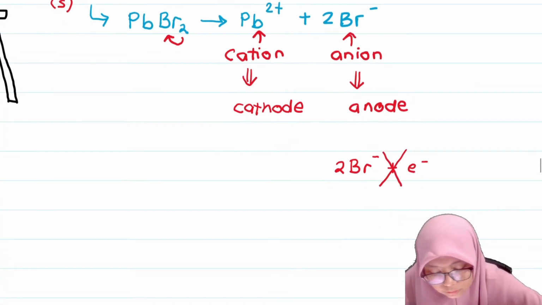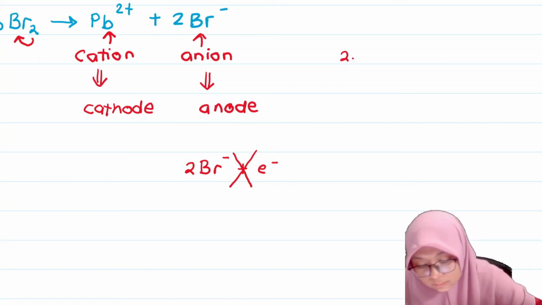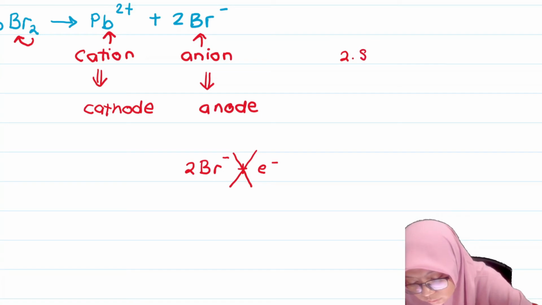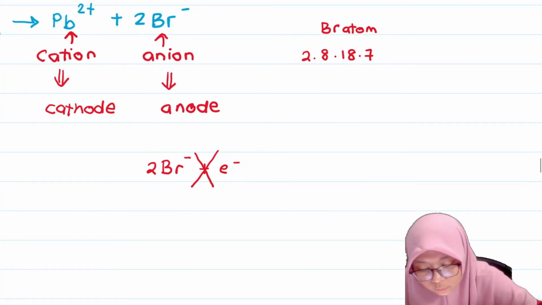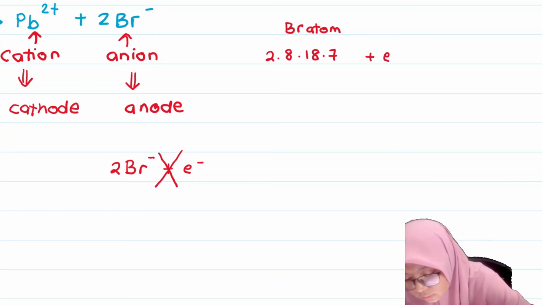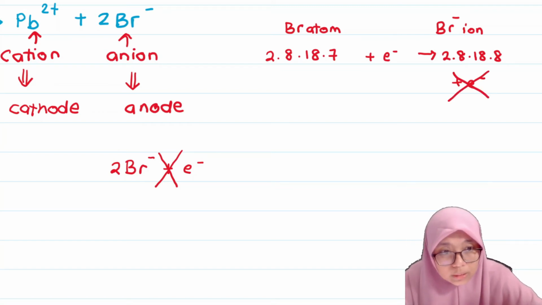Why can it not accept electron? You already learned in chemical bonds during your Form 4 that a bromine atom has an electron arrangement of 2, 8, 18, 7. So this is the bromine atom. So what does bromide ion mean? Bromide ion is when the bromine atom accepts an electron to form the bromide ion. So this is the Br- ion. Your electron arrangement will be 2, 8, 18, 8. So this bromide ion cannot accept any electron, because the ion has already achieved the stable octet electron arrangement.